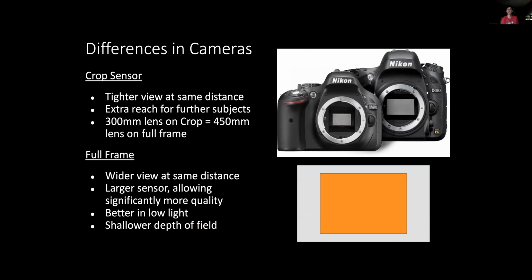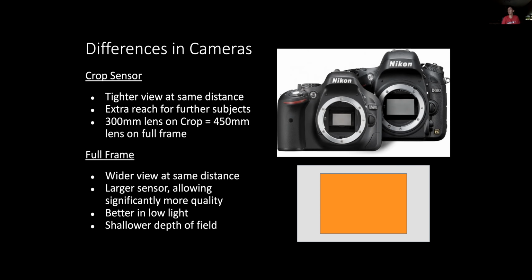So, the difference in crop sensor and full frame sensor, which is commonly something you'll hear about. A crop sensor has a tighter view at the same distance. It essentially allows for extra reach for further subjects. If you put the same lens on a full frame and a crop body, a 300 millimeter lens on a crop body is essentially going to be a 450 millimeter lens, using the standard size that crop sensors are. On a full frame, you have a much wider view at that same distance. It's a larger sensor, allowing for significantly more light to hit the sensor and more quality available. It's going to be much better in low light, and they do have a more shallow depth of field.